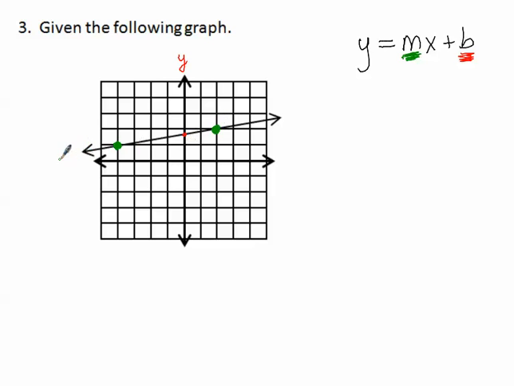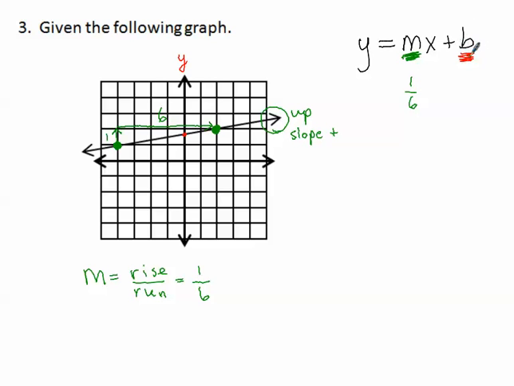I always read my graph going left to right. I notice that on the right side, I see the line is going up. So that means my slope will be positive. From the left, I count up 1 unit, and then I count over 1, 2, 3, 4, 5, 6 units. So that means my slope, where I used the rise over the run, is 1/6. Positive because I went up. So now I know my slope is 1/6. But what about my b?